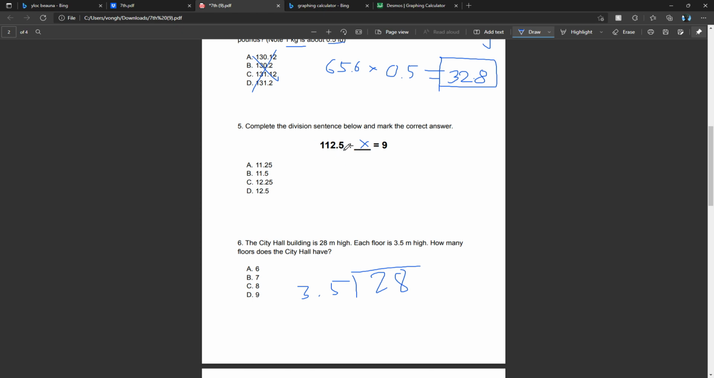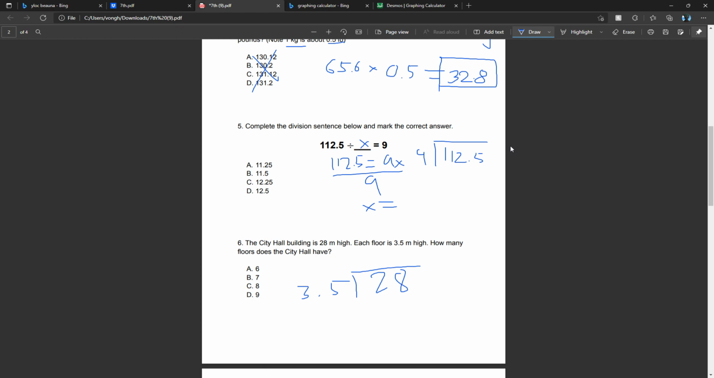Yeah. So since we have a number divided by x, we're just gonna call it that, equals 9. So what we have to do, we want to just multiply both sides by x. So then you get 112.5 equals 9x. And then we isolate it again by dividing it by 9, the whole thing. So we would divide 112.5 divided by 9.